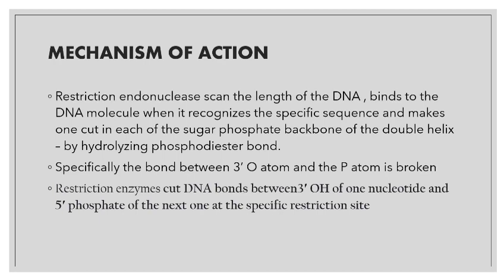In this process, restriction enzyme scans the length of the DNA and binds to it, and then it recognizes the specific sequence and makes one cut in each of the sugar phosphate backbone of DNA by breaking the phosphodiester bond. Restriction enzyme cuts DNA bonds between the 3' OH of one nucleotide and the 5' phosphate of the next one.